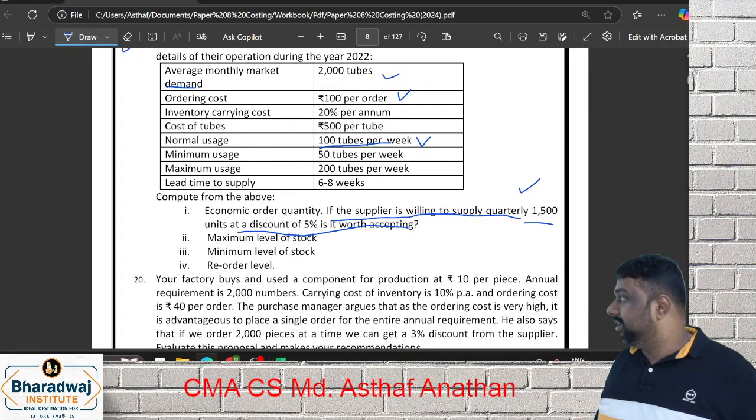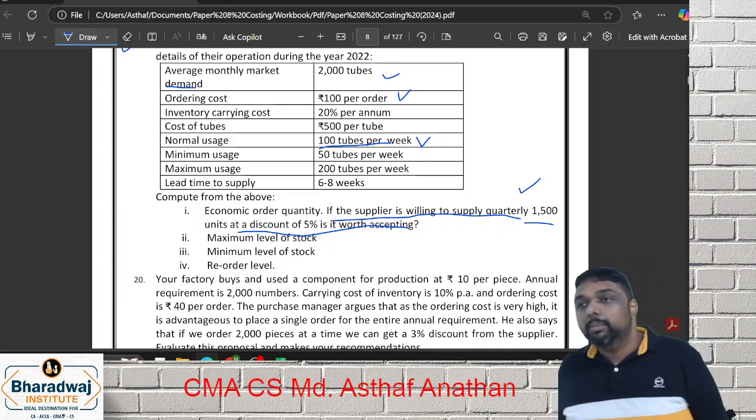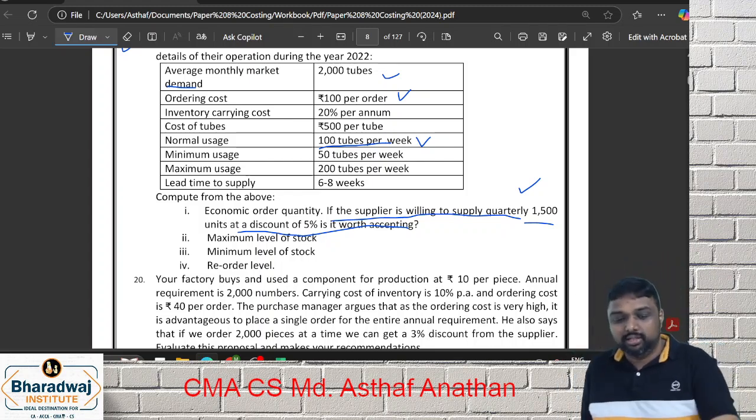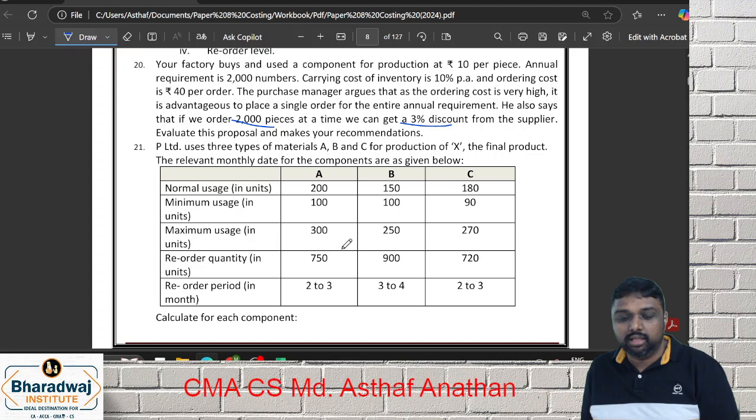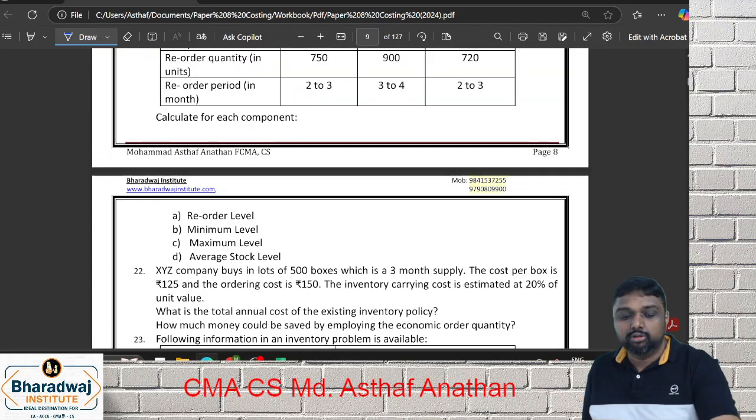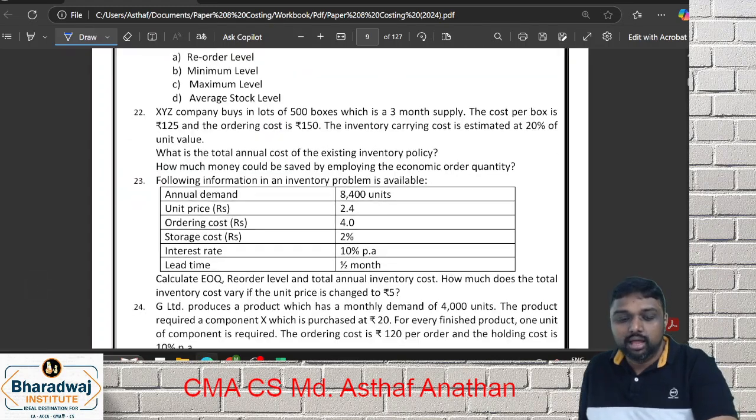Now again the same thing. We discussed maximum level, minimum level, and reorder level. These are all the same point, same thing. If you are getting 2,000, we'll get a discount of 3,000. What will be the benefit? Here also same thing. They have given everything. We have to approach it by table. So these are all the same model.